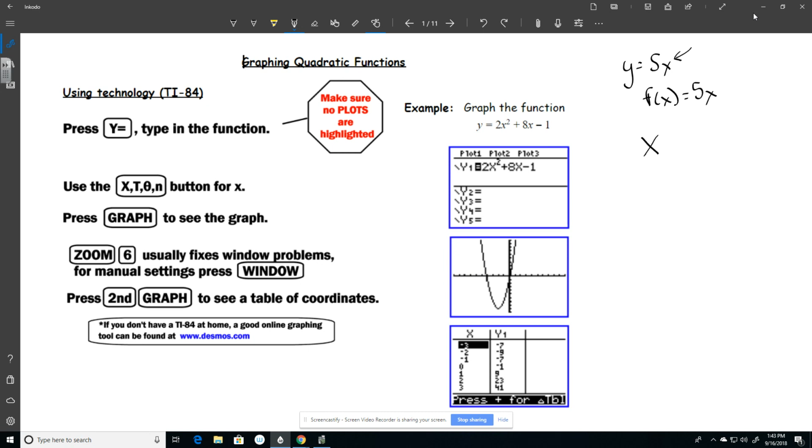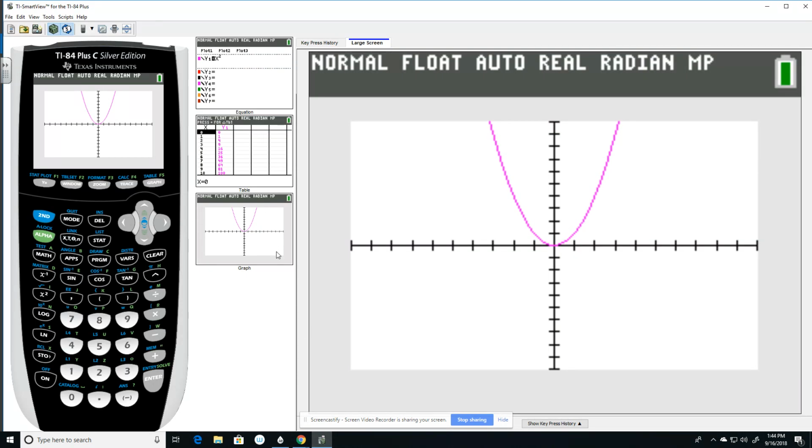It might shift left or right, up, down. It might be skinny. It might be fat. It might flip upside down or point sideways. But I get a different version of the same basic shape. So here are the steps that you're going to go through. I wrote them out right here for you on your notes. I'm going to walk you through them on the calculator.